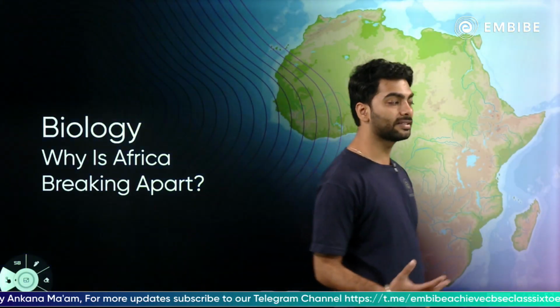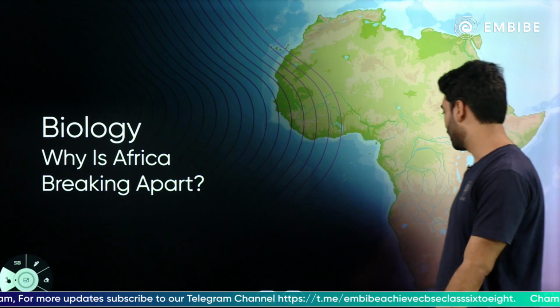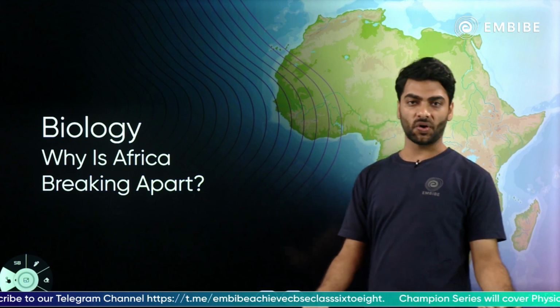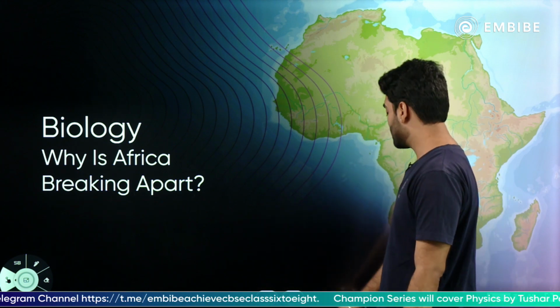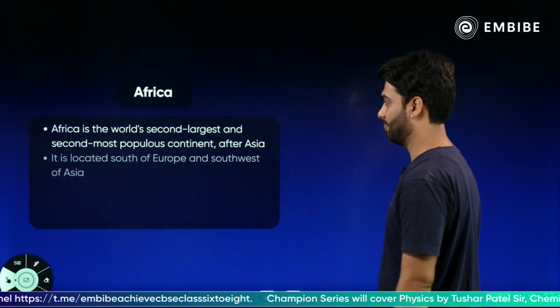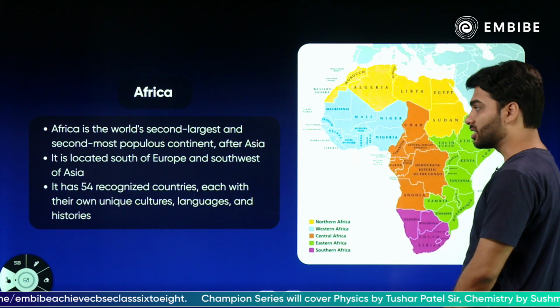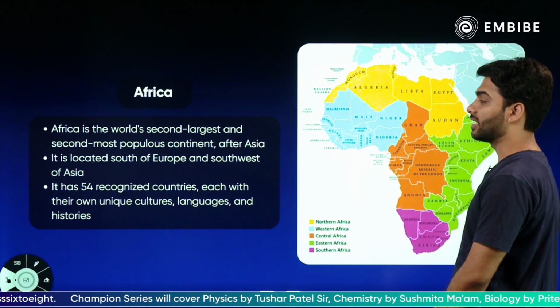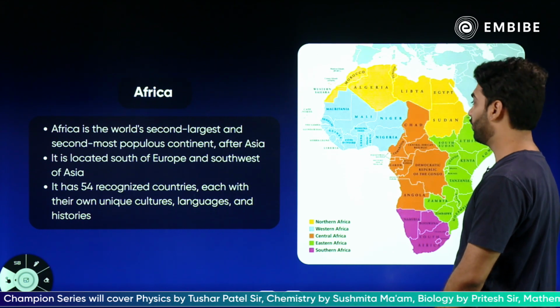चलिए, अब बात करते हैं that why Africa is splitting apart. So Africa, as I told you, one of the biggest continents of the world, is splitting into multiple pieces. It is the world's second largest and the second most populous continent after Asia. It is located south of Europe and southwest of Asia.